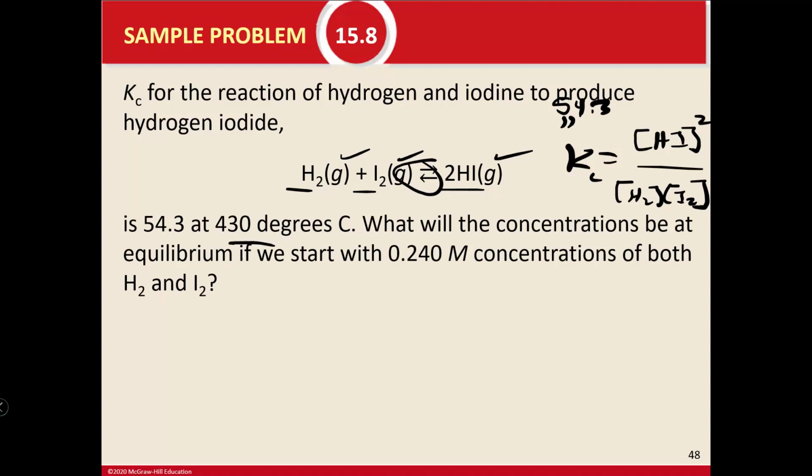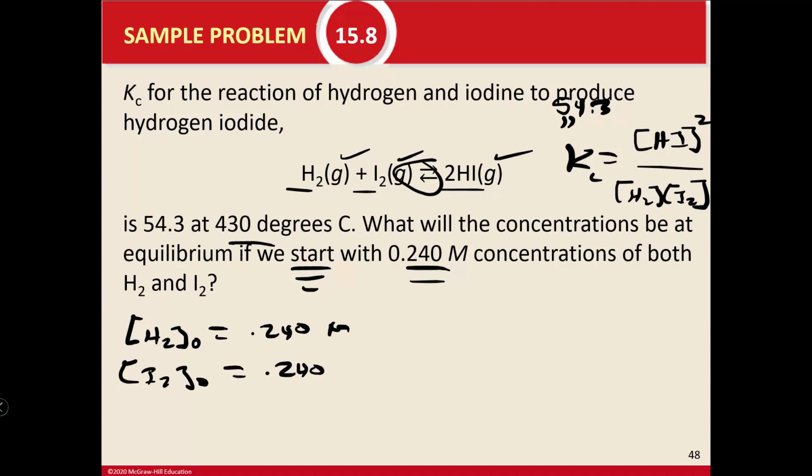At 430 degrees Celsius, what will the concentrations be at equilibrium if we start, again, there's the key, start with a concentration of both hydrogen and iodine at 0.240? So if I was organizing this, this is what I would do. I would say H2 naught is 0.240 molar. I would say I2 naught is 0.240 molar. And then I would have HI equals 0 molar.